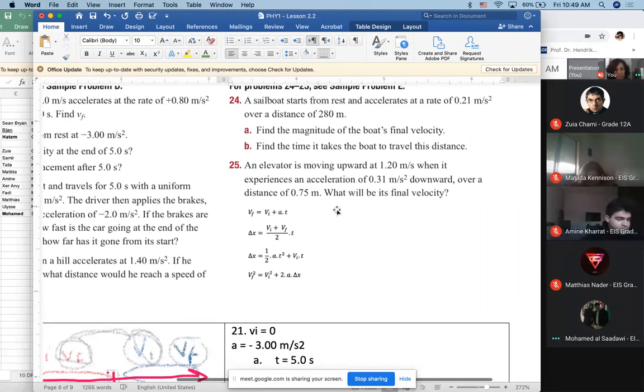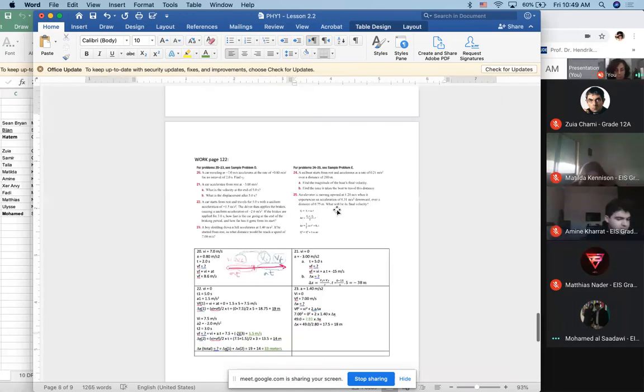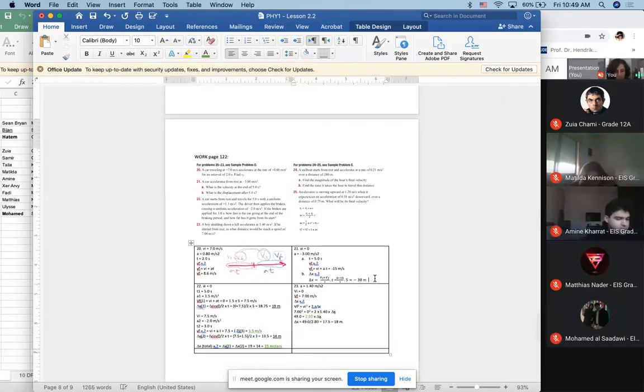All right, number 24. I need someone to help me, but where can I squeeze in number 24? Do you think I can split this into 2? I'm gonna try. Okay, insert.